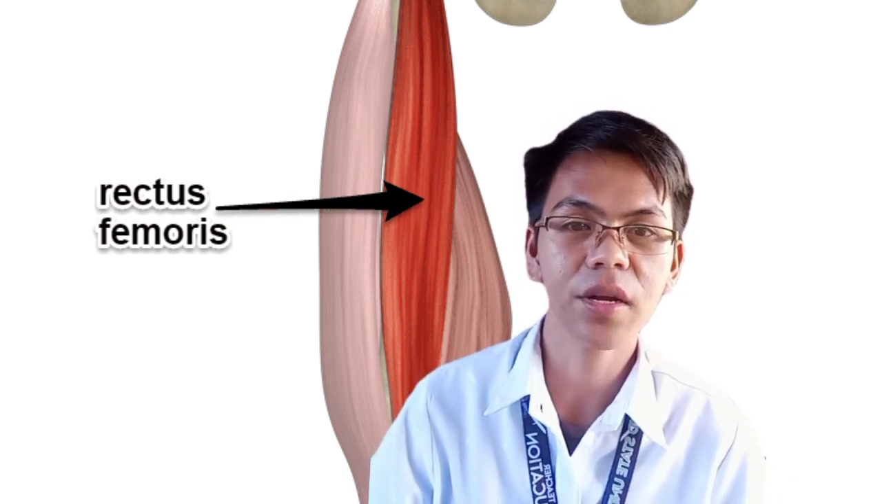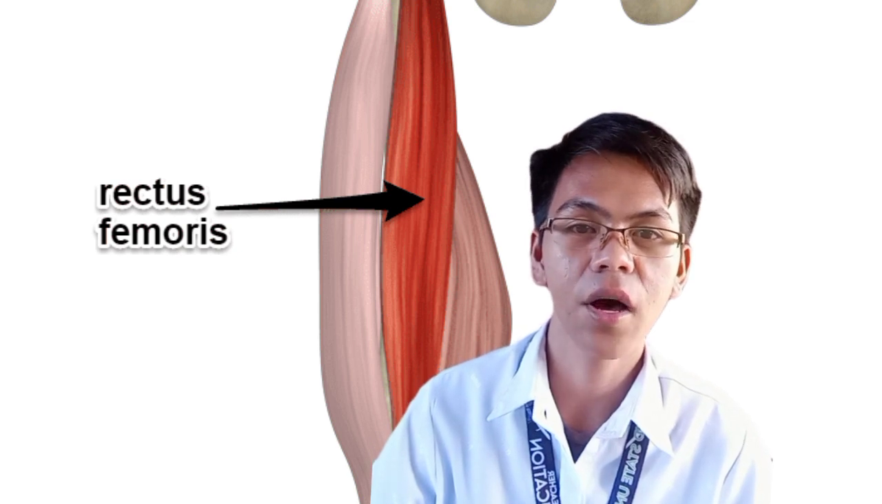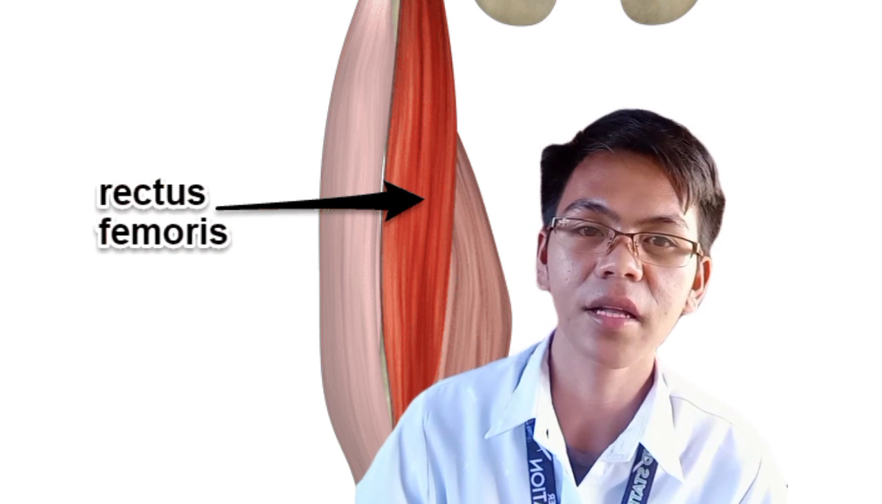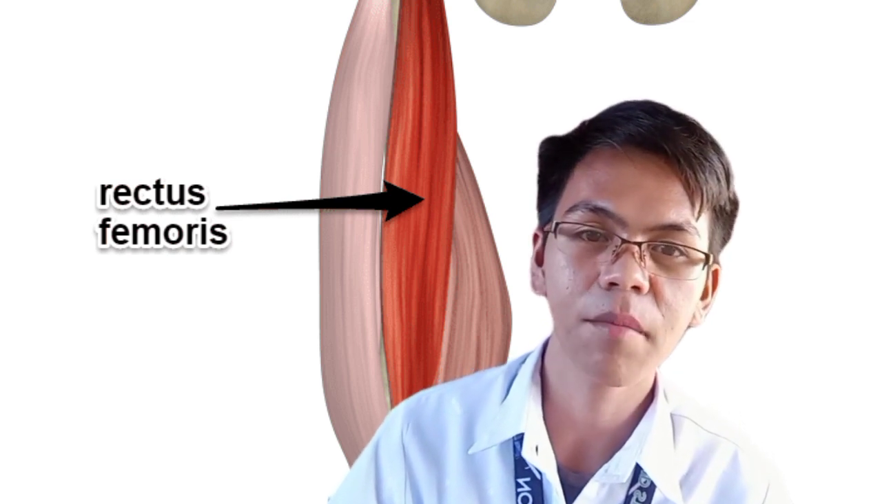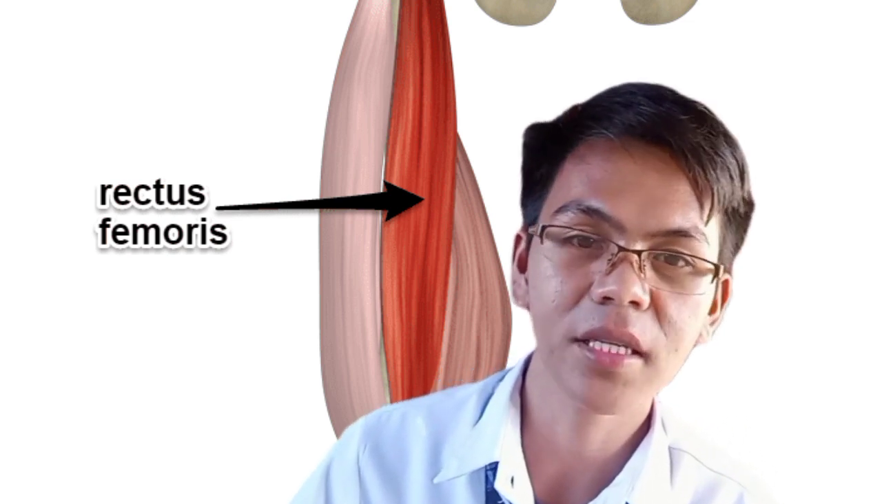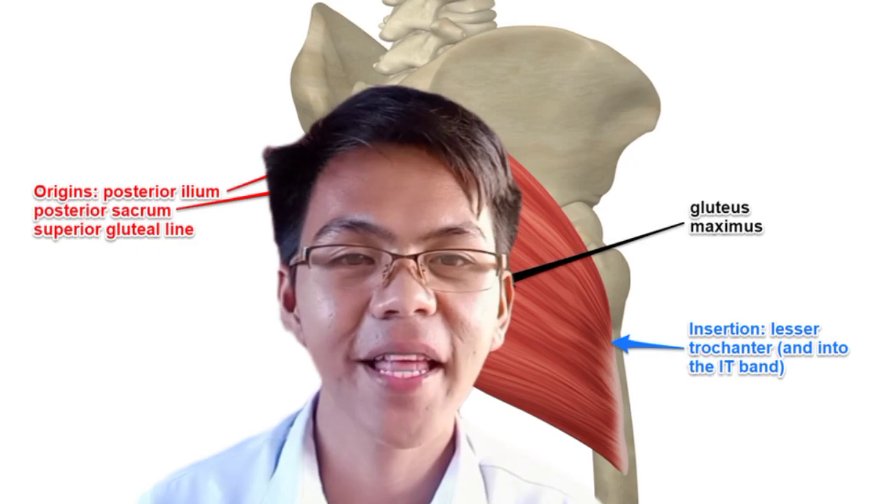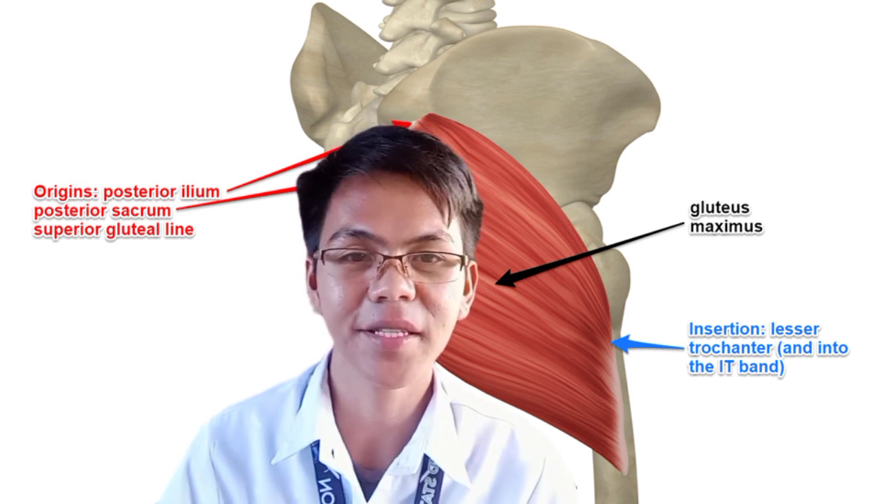Its main function is as a knee extender. However, the proximal attachment at the anterior inferior iliac spine and the acetabulum allows this muscle to act as a hip flexor as well. Collectively, gluteus maximus.